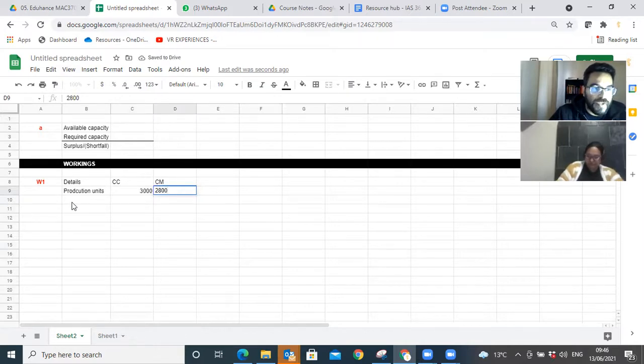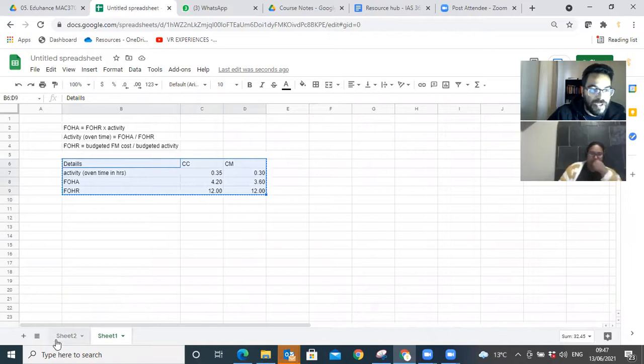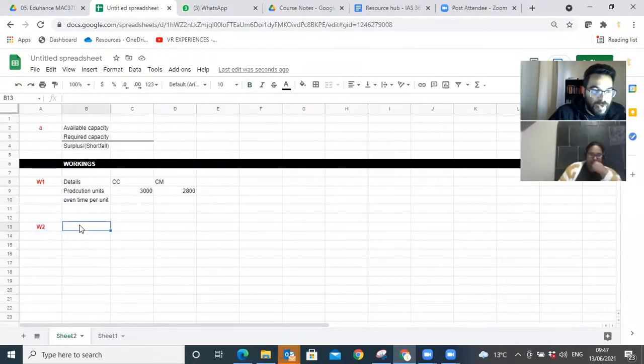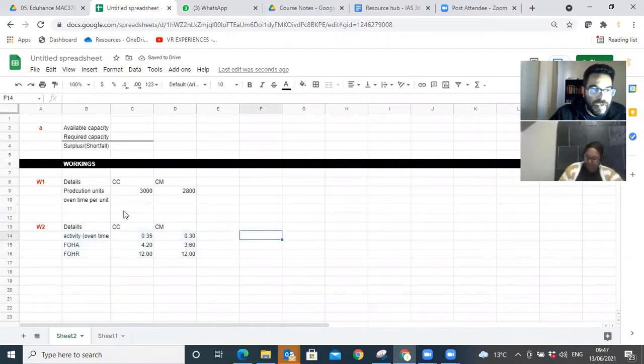Then we're going to say oven time per unit. Now we already calculated that, so I'll bring it in from working 2. I'm going to leave it here for you to come back to if you want to see how we got it, but I'm not going to explain it now because we know what we did over there. So there we have the oven time, which is 0.35, and I will tell them I got it from working 2.